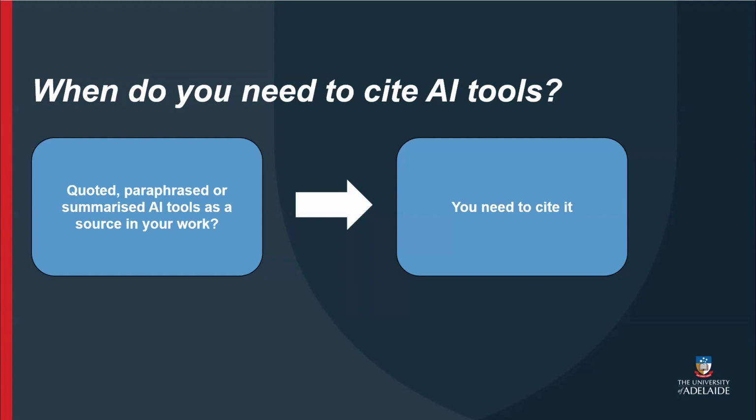Acknowledgement's more about the support behind the scenes, things that contributed to the process. Citation is where you've actually used another academic source or another source of information and included it in your own work.